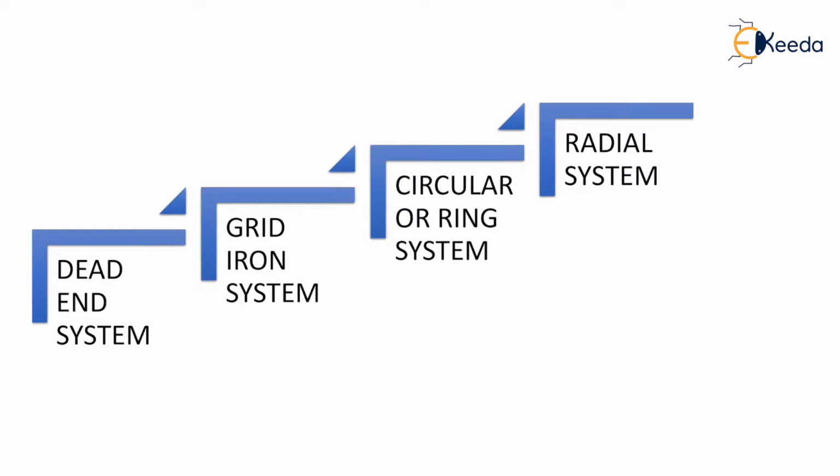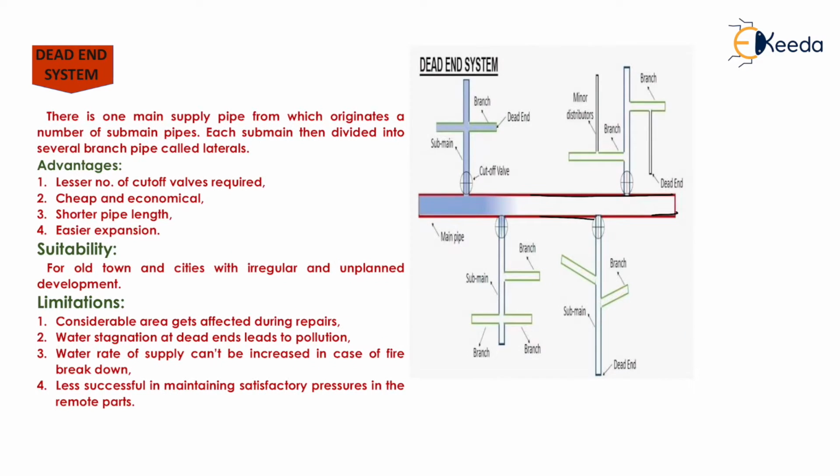Now the distribution system is generally classified into four parts, that is the dead end system, grid iron system, circular or ring system and the radial system. Now we can see each and every type of distribution system in detail, starting with the dead end system.